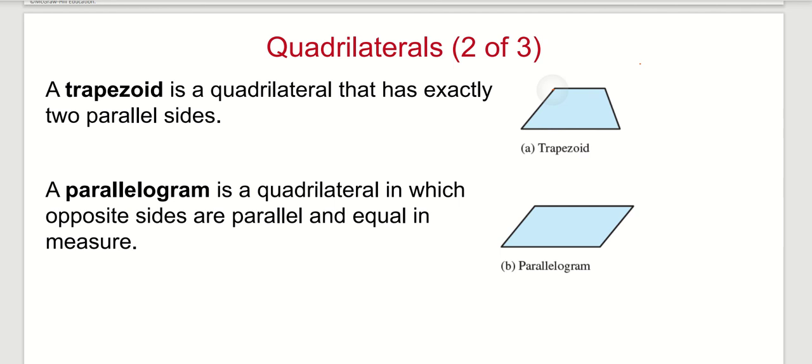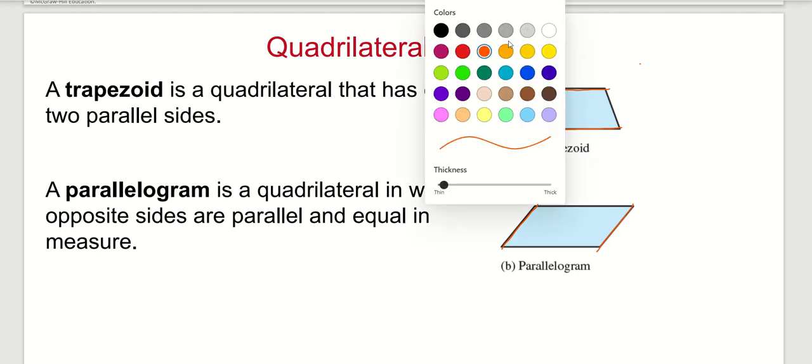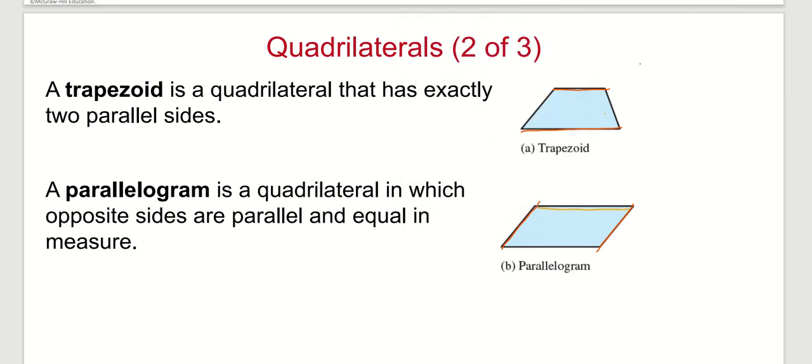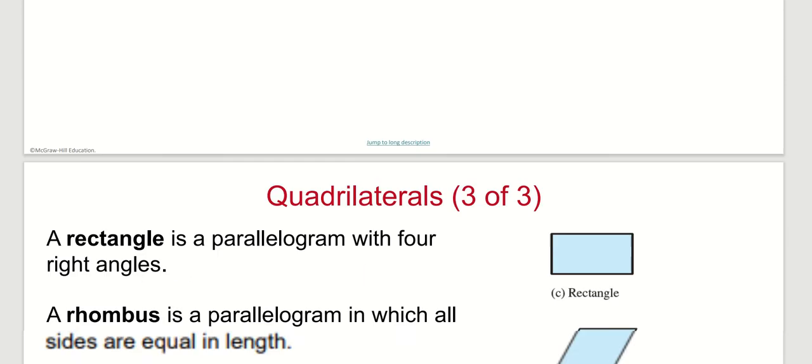If I look at this trapezoid, this side and this side are parallel to each other, but the other two sides would not be. In a parallelogram, if we have 2 pairs of parallel sides, this side is parallel to this side, and also, let me see if I can highlight it, this side is parallel to that side. That creates a parallelogram. So in a trapezoid, you have 1 pair of parallel sides, and in a parallelogram, there's 2 pairs of parallel sides.